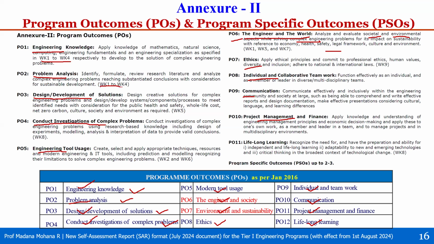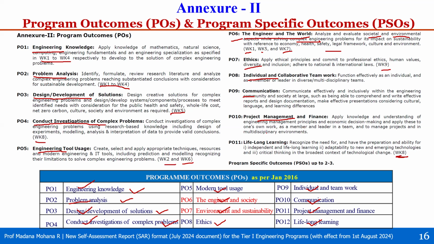PO2, again WK1 to WK4. PO3, so only WK5. Then PO4, WK8. PO5, WK2 and WK6. Then PO6, WK1, WK5 and WK7. Then PO7, WK9. Then PO8, there is no WK. Then PO9 also doesn't match with any. PO10 also. Then PO11 lifelong learning, it matched with WK8.